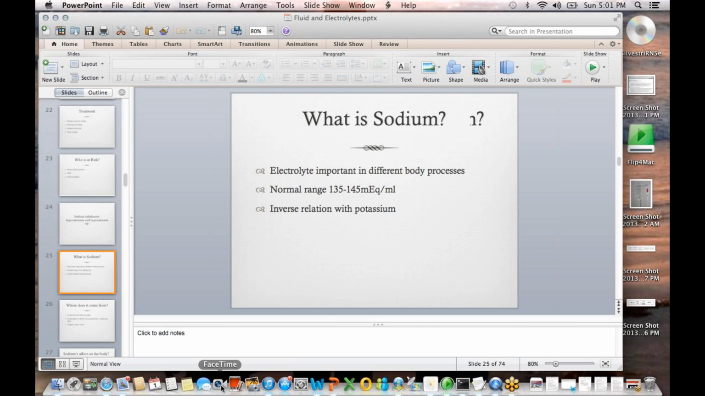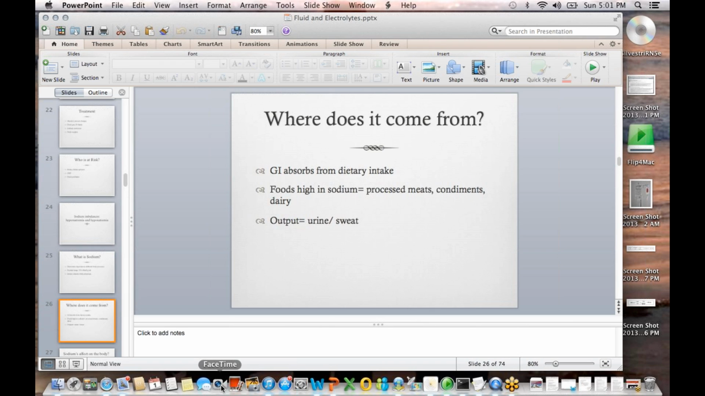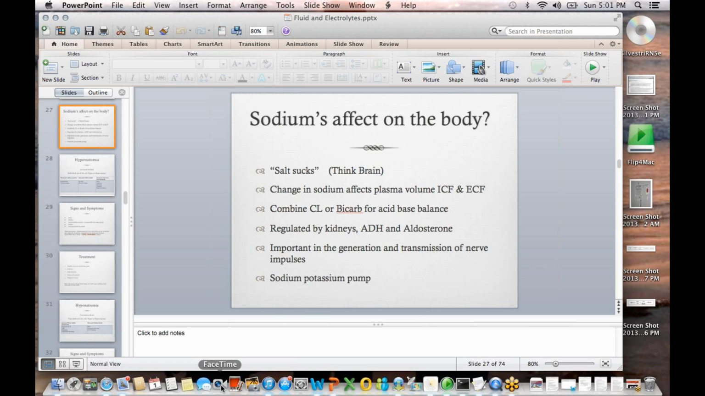Okay. So hyper and hyponatremia. Again, this goes with a lot of your signs and symptoms for fluid imbalances because the fluid follows the sodium. So you want to understand that it has an inverse relationship with potassium and your normal values, which we've talked about plenty of times. It's important to know that sodium is found in a lot of your dietary sources.